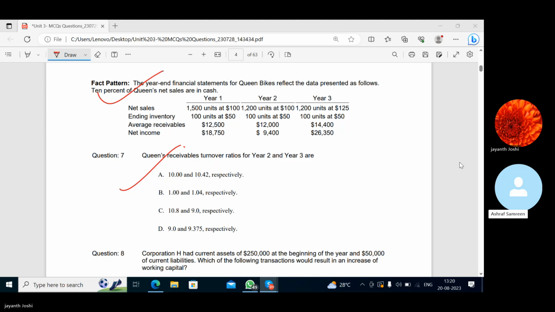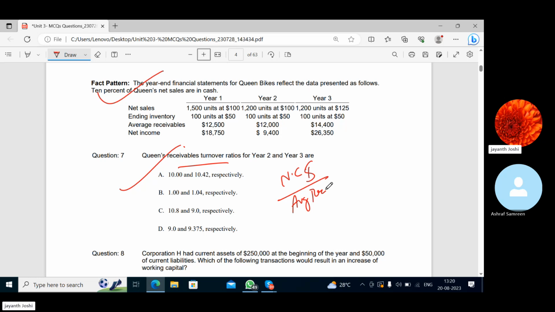A, sir. Option A. Okay. But the answer is not A. What did you get? The turnover ratio's formula is what? Net credit sales divided by average receivables. So net credit sales. Net credit sales is what here?